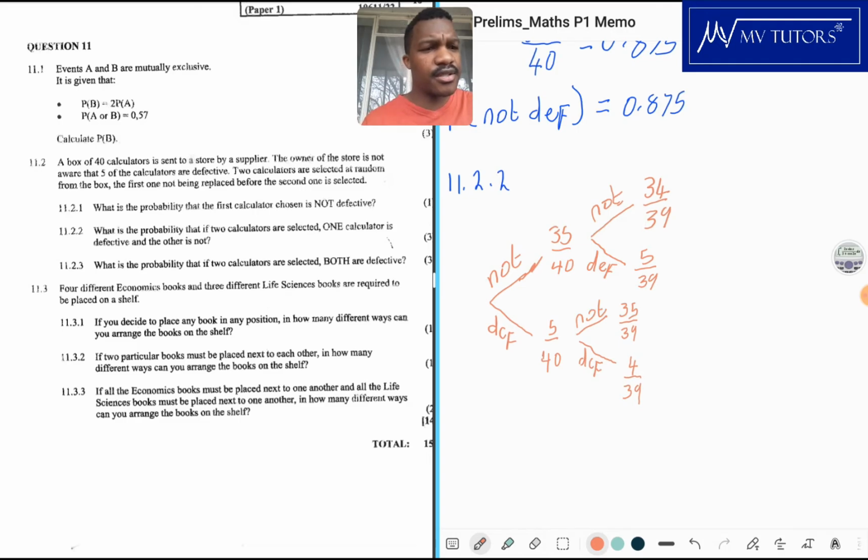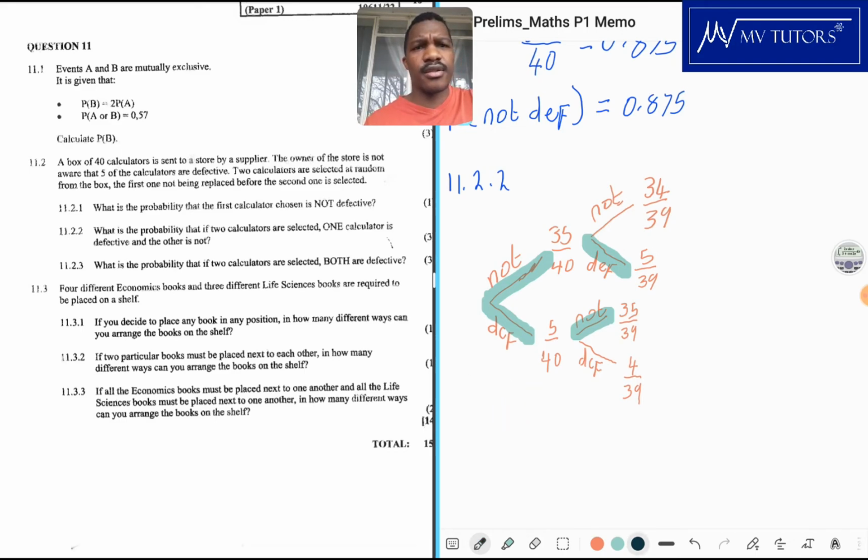So now the question says, what is the probability that if two calculators are selected, one calculator is defective and the other is not? So the path we'll follow is this one, where the first one is defective and the second one is not. Or we can choose this path where the first one is not defective, but the second pick is defective. All right, let's write this down.